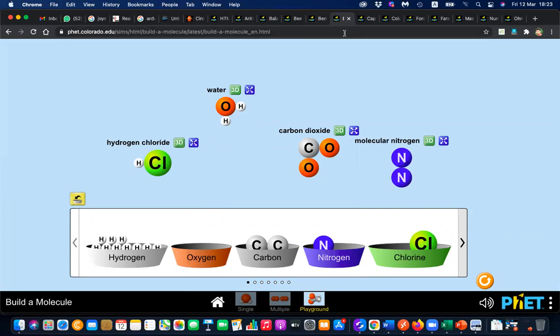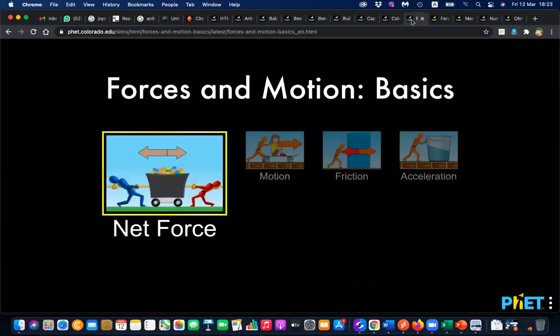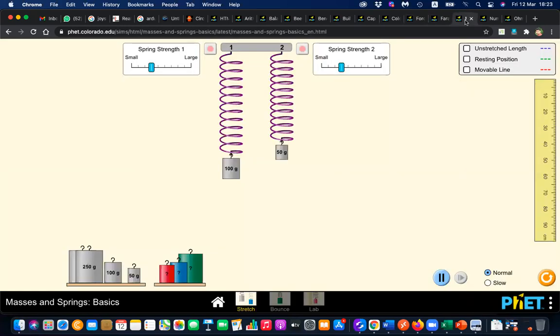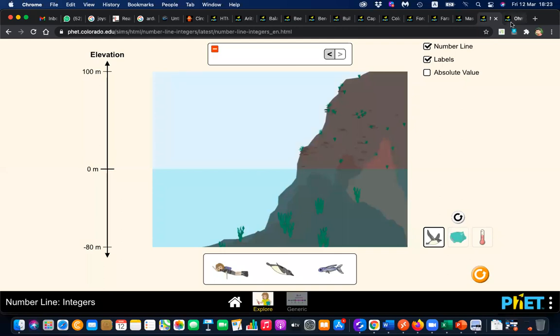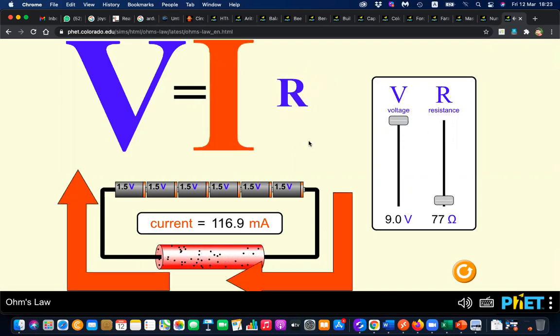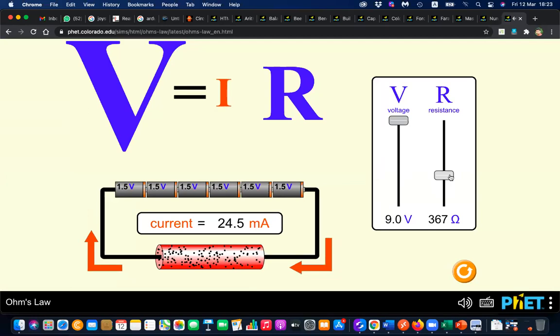Not only chemistry, not only biology, not only physics, you can learn maths, electronics, how colors work and how colors are recognized, motion, Faraday's law, masses, elevation, and V equals IR, or Ohm's law. When you decrease the resistance, you will get more power, but when you increase the resistance, less power. Resistance means this red color thing. You can see how I is changing likewise. So you can experience this. You can do various research and see.